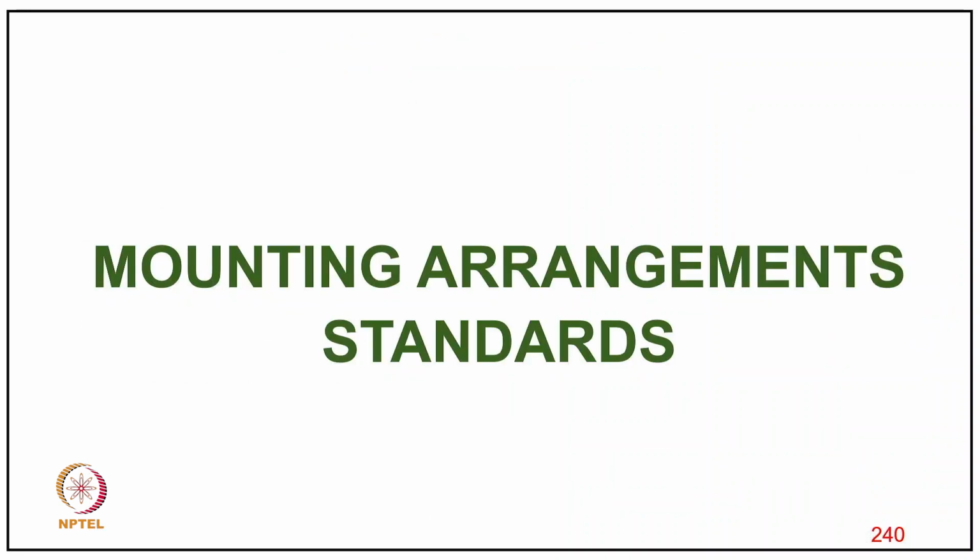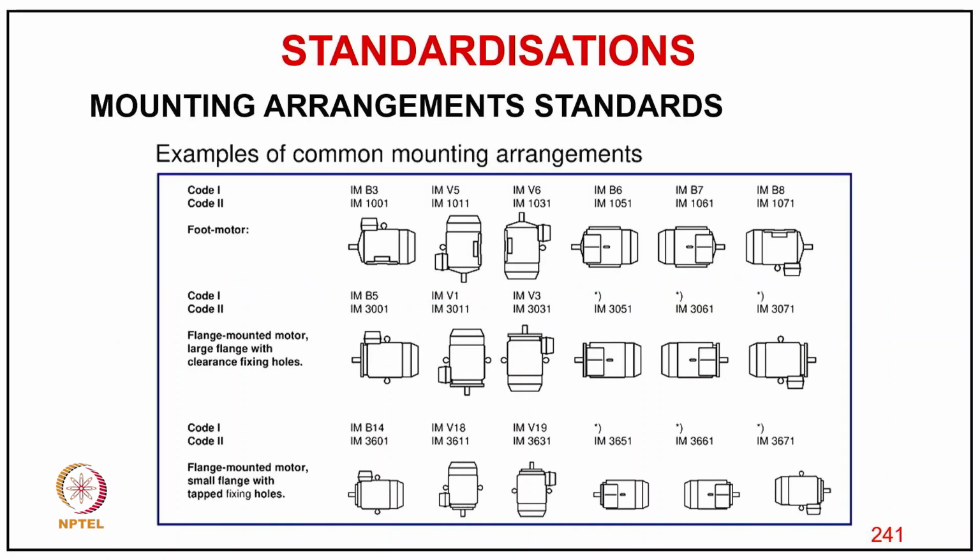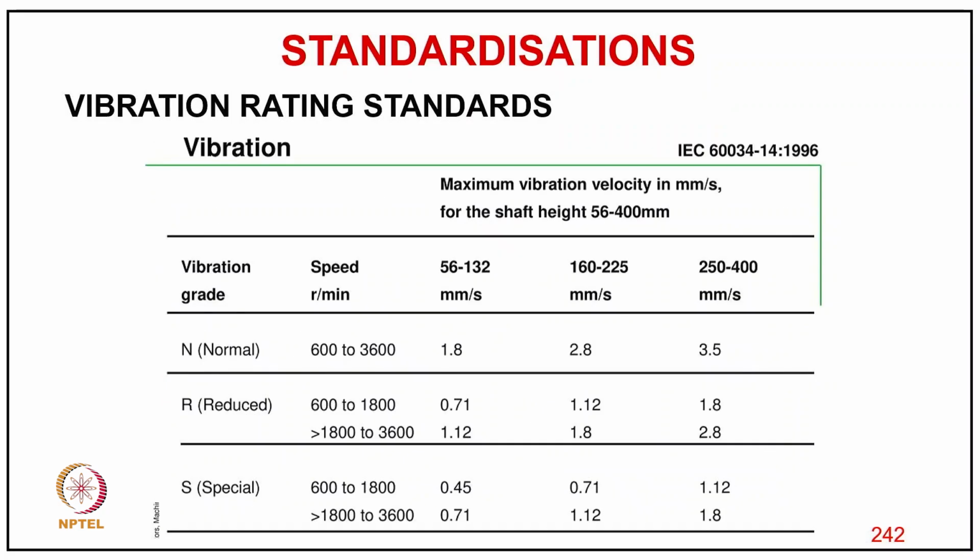So now coming to mounting arrangement standards. We have different kinds of mounting codes, from which the different frames are there, because you should be able to fix motors of different manufacturers at the same location. These are the different standards, so they are numbered for different kinds of dimensions, like as you can see.